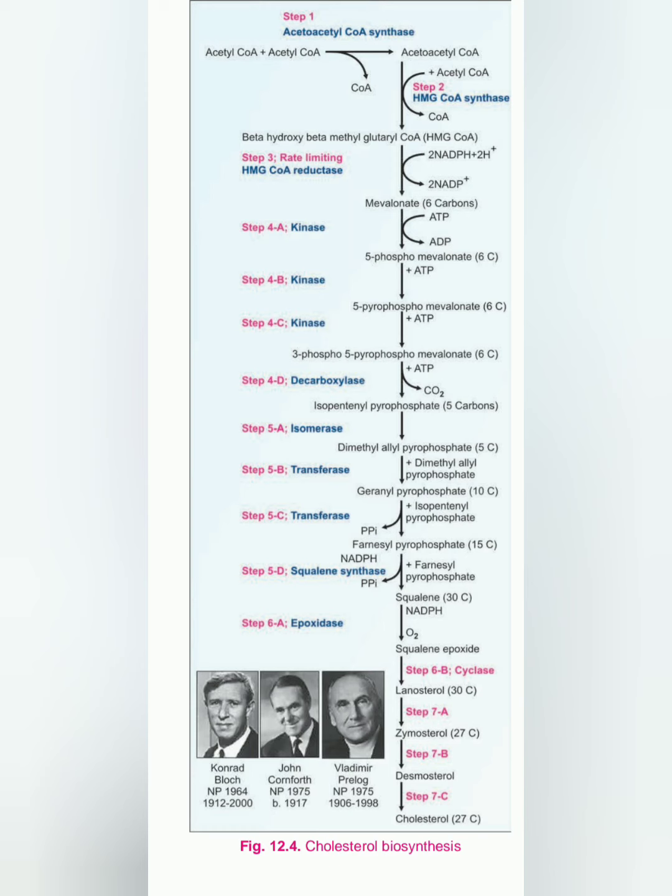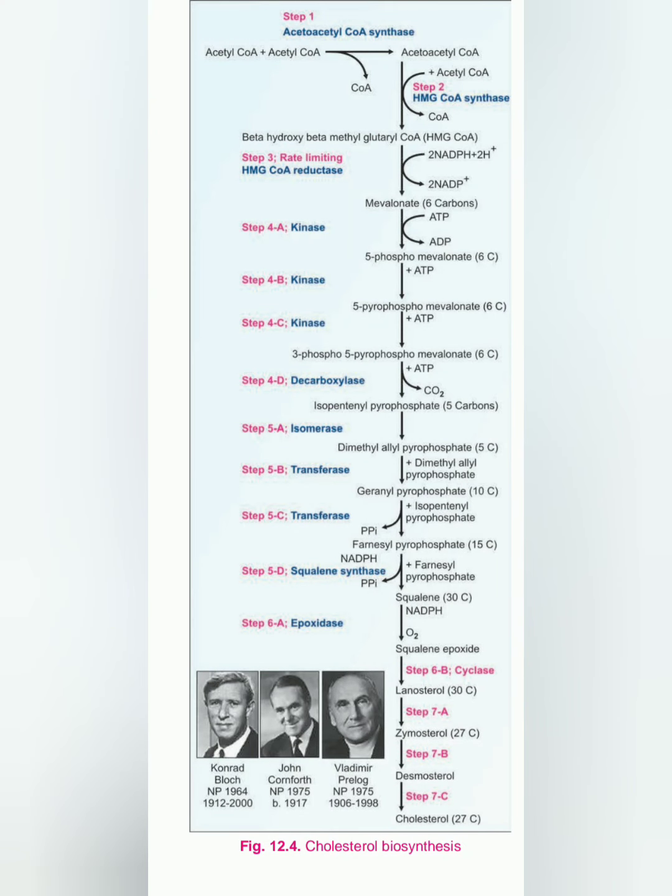First, acetoacetyl coenzyme A is synthesized. The coenzyme A is removed and HMG coenzyme A synthase acts. The enzyme forms beta-hydroxy beta-methylglutaryl coenzyme A. The third step is HMG coenzyme A reductase, which is rate limiting for the formation of mevalonate.